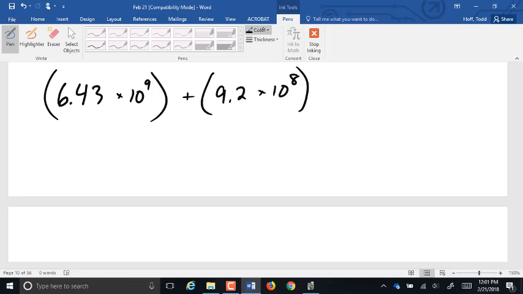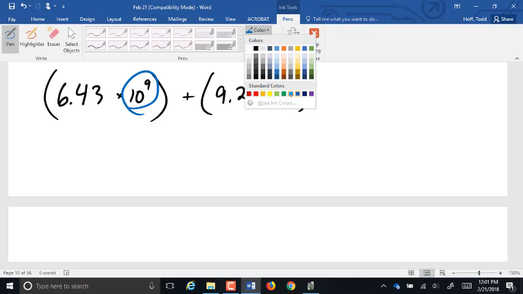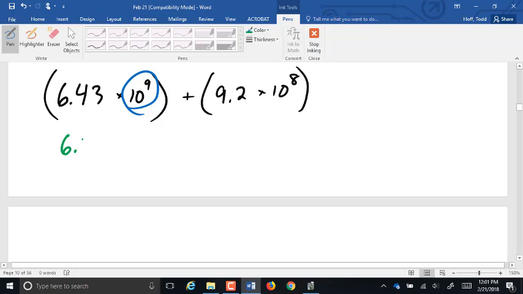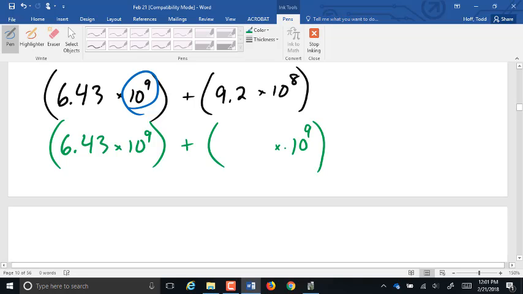Well, generally, what we have to do is give them both the same power of 10. Generally, we will go to the larger power of 10. In this case, that's the 10 to the 9th. So that 6.43 times 10 to the 9th is not going to change. Over here, however, we're changing 10 to the 8th to 10 to the 9th.